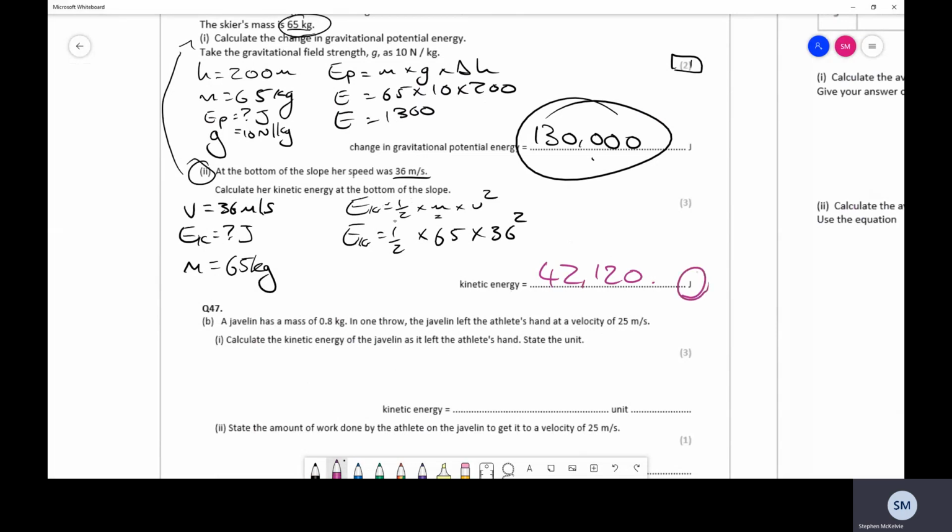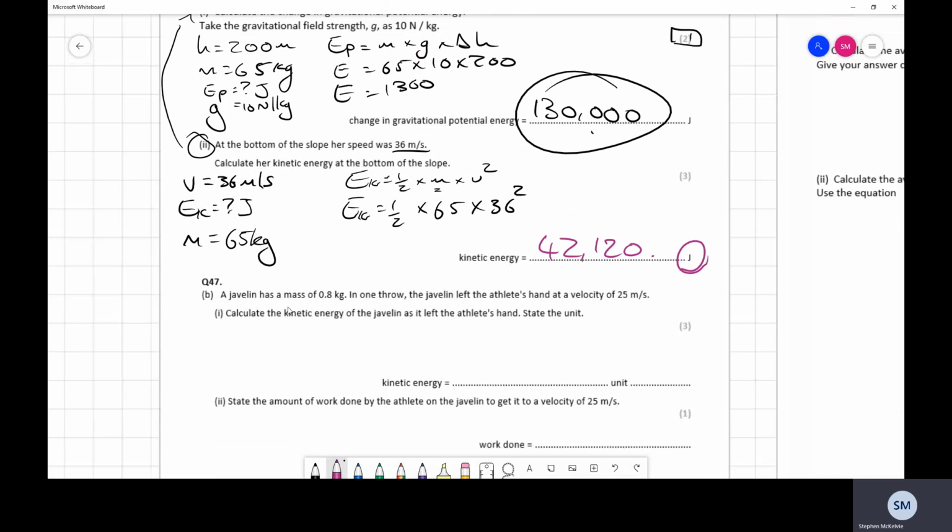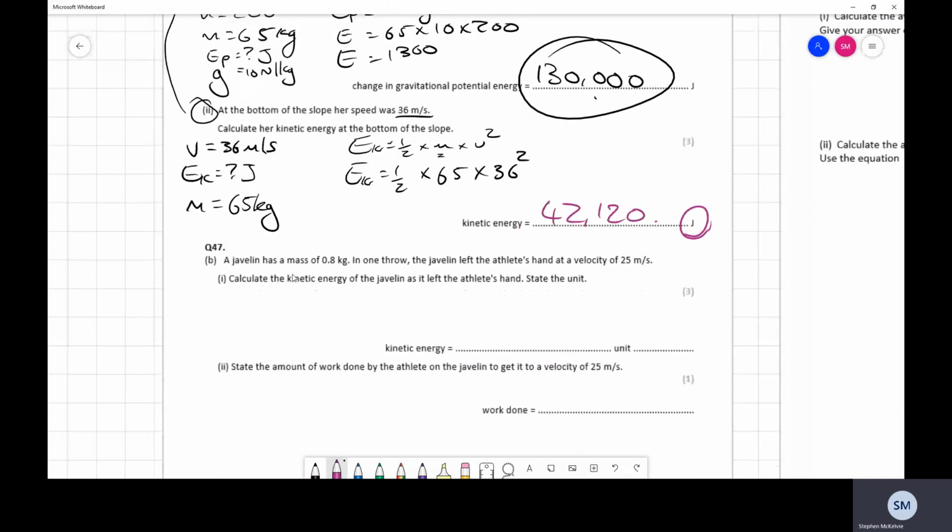And my units match. There's nothing crazy going on there. I don't have to do any conversions, so I shall just carry on. A javelin has got a mass of 0.8 kilograms. Mass is equal to 0.8 kg.